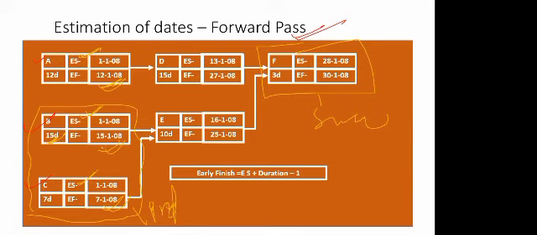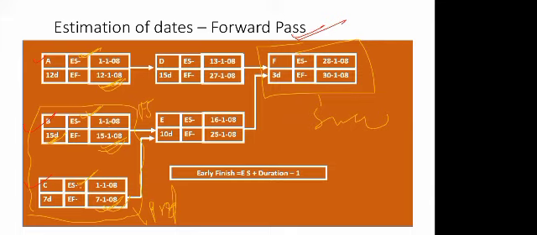And now B is ending on the 15th and C is ending on the 7th. Now, when can you start activity E? If the relationship is finish to start, that means when these two activities finish, only then can you start the next activity. You have to wait until both these predecessors get finished.